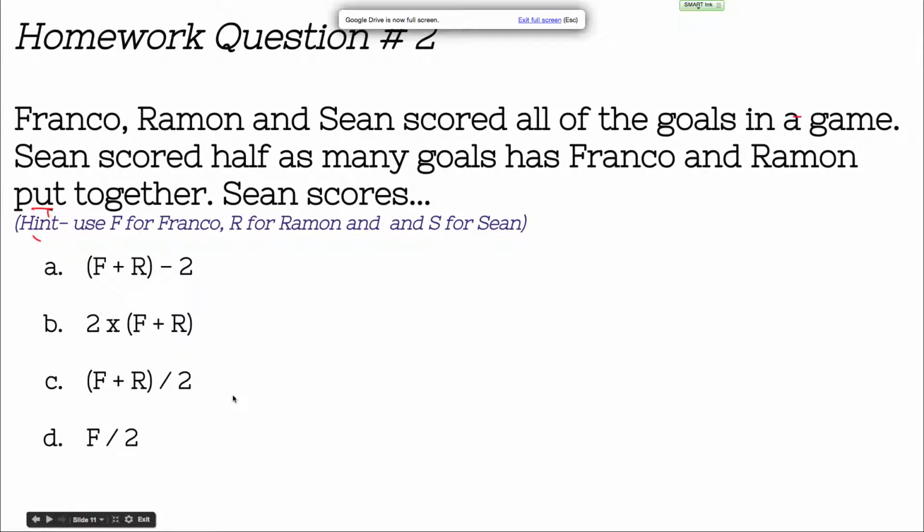And here's homework question 2. Franco, Ramon, and Sean scored all of the goals in the game. Sean scored half as many goals as Franco and Ramon put together. Sean scores... Choose the answer that you think is best. Hint, use F for Franco, R for Ramon, and S for Sean.